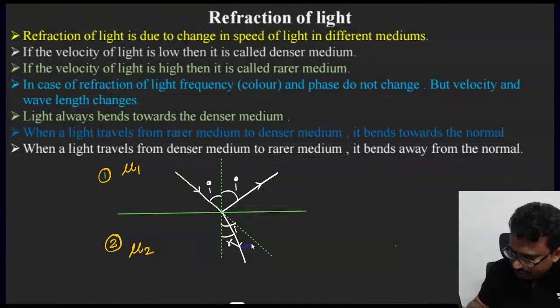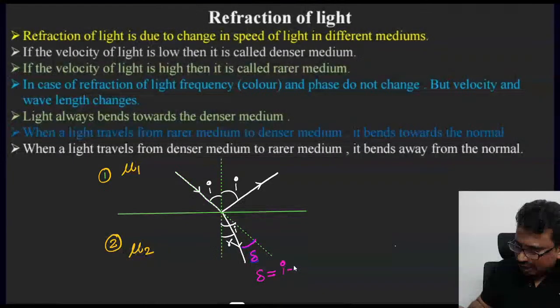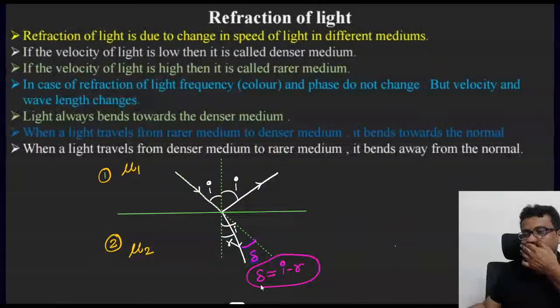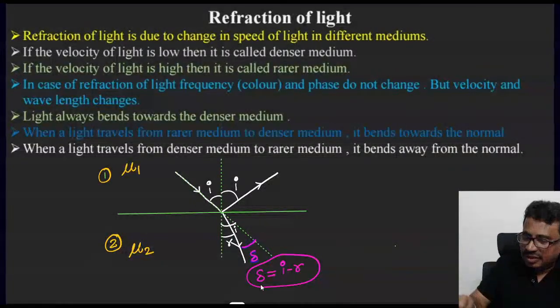Now this small part of the angle is called the deviation. This is called what? Deviation. So how much is this deviation delta, which is given as what? I minus R. This is the deviation, that is I minus R. This deviation is called the refraction of light.